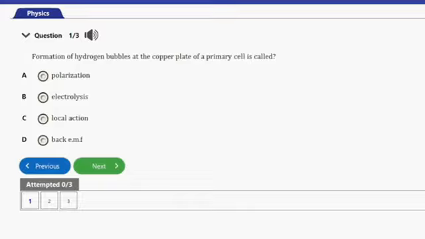It says, formation of hydrogen bubbles at the copper plate of a primary cell is called A. Polarization, B. Electrolysis, C. Local action, D. Back EMF. So guys, the answer to this question is option A, and that's polarization. Let's go ahead and consider the next question.